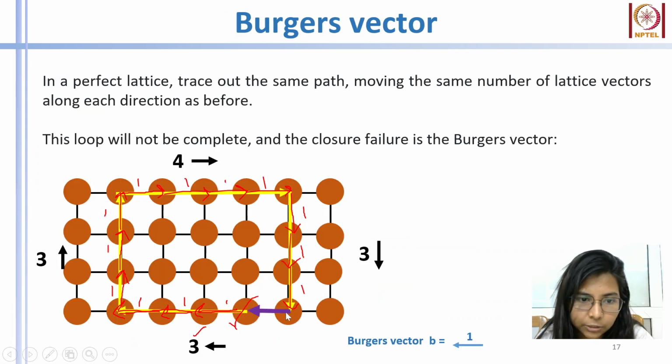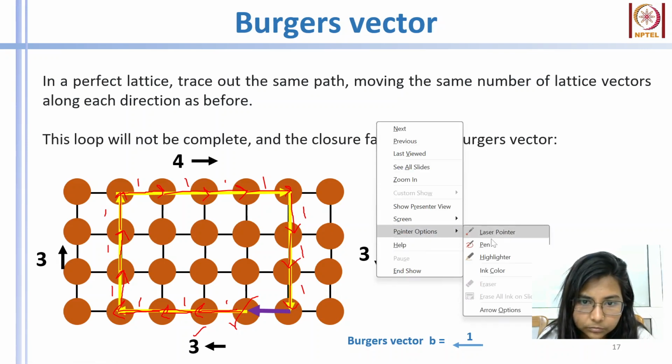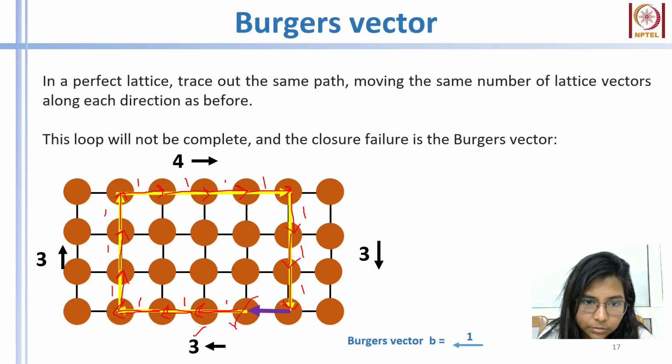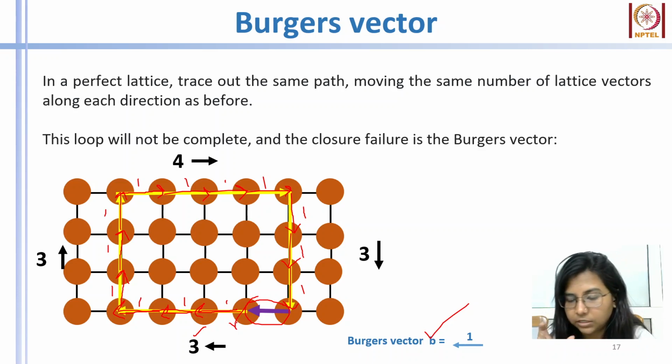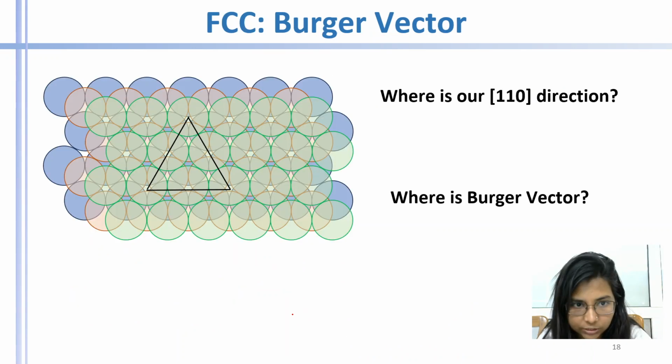So in my perfect lattice, when I came back up to here, so 3 plus 3 6 10 13, you can see this much is the difference, right? So this is nothing but my Burgers vector. Burgers vector is normally denoted as b. The magnitude here is one lattice vector, from here to here. So this is a simple schematic illustration to understand the Burgers vectors before we move into Burgers vectors of FCC. Okay.